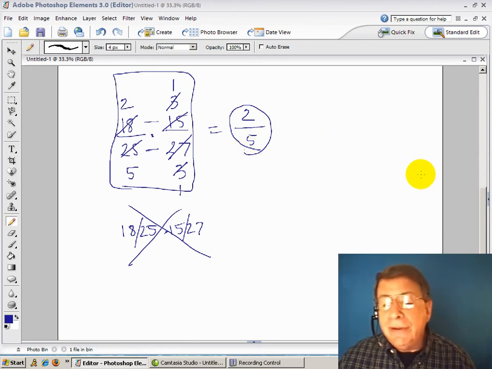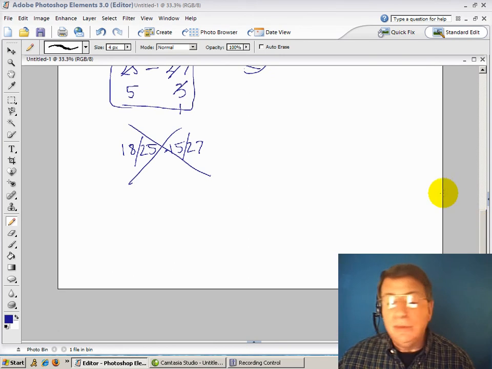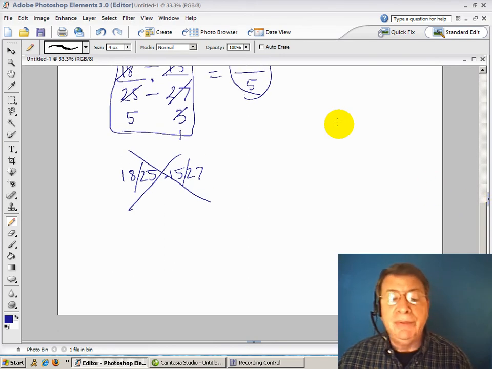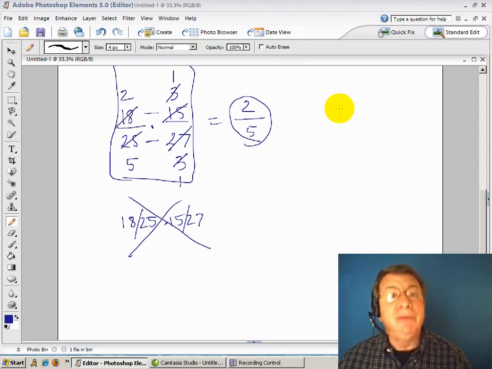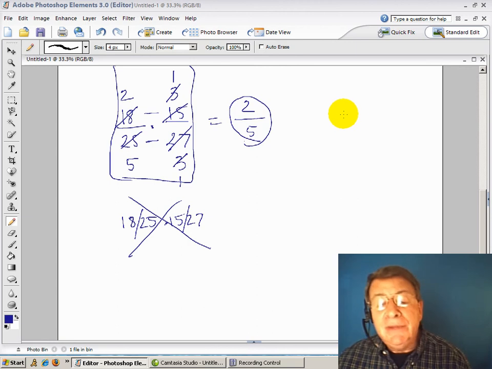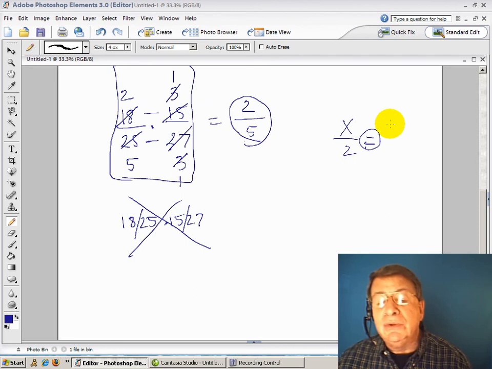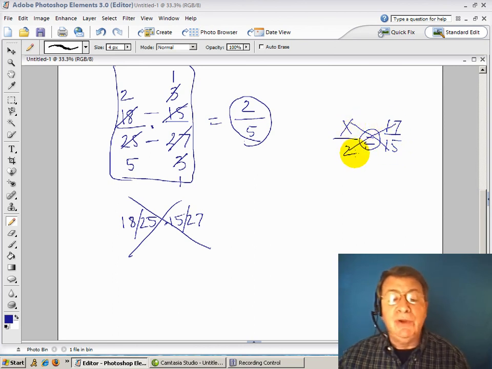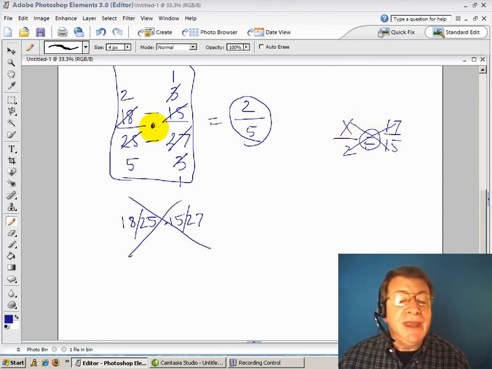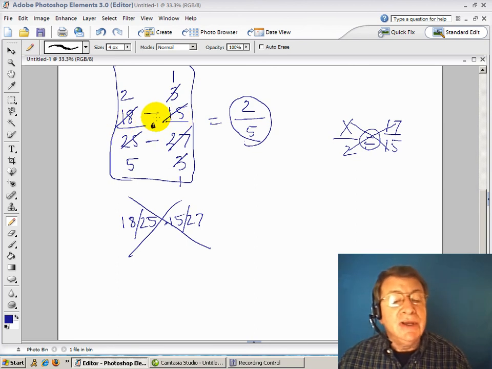Now, there is one other thing that could possibly give you a problem with a situation of multiplication. A lot of you confuse the word cross-canceling with cross-multiplying. You might have heard this term before. Let me just say that cross-multiplication always involves an equal sign. So if I gave you x over 2 equals 17 over 15, in this situation you would cross-multiply. But whenever you have a multiplication symbol between two fractions, you would always cross-cancel. So do not confuse cross-multiplication with cross-canceling.